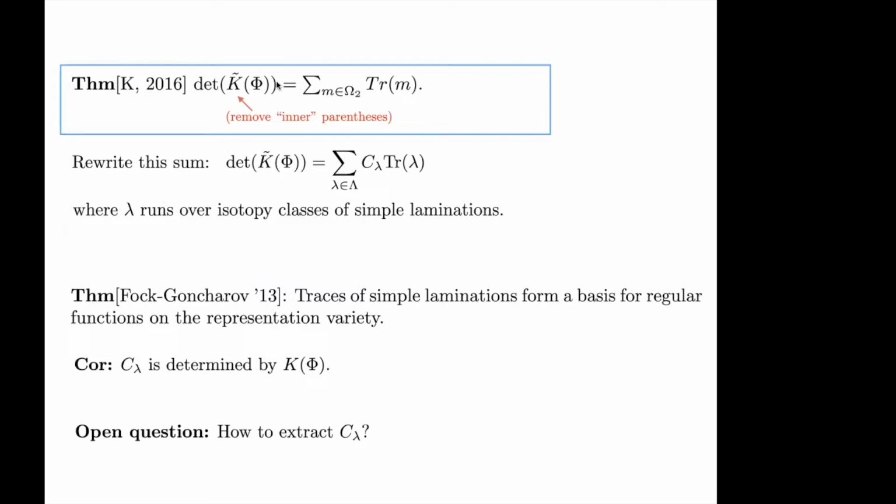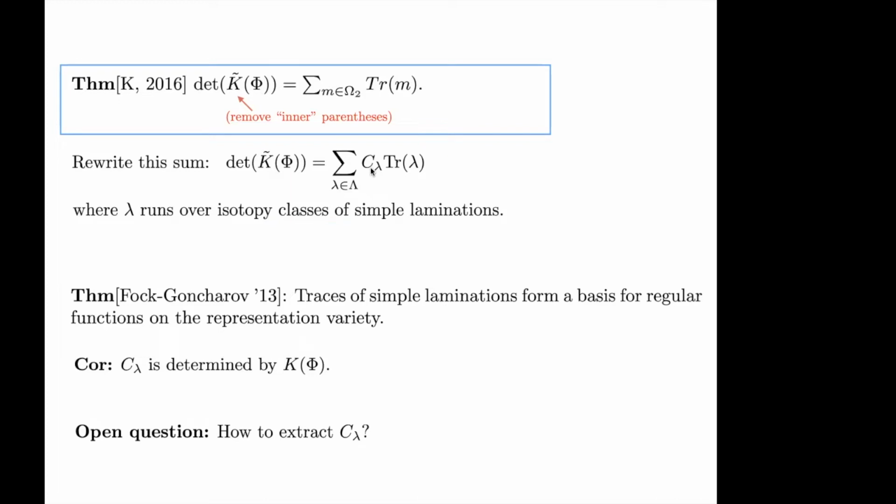So here's the theorem statement again. But what we can do now is reorder the sum. Rather than thinking of this as a sum over double dimer configurations, let's think of it for each finite lamination, by which I mean a finite closed curve system on the surface, lambda. If you have two double dimer configurations which are isotopic as simple closed curves, then they have the same trace. In fact, you can ignore the trivial curves because those just give you factors of 2.